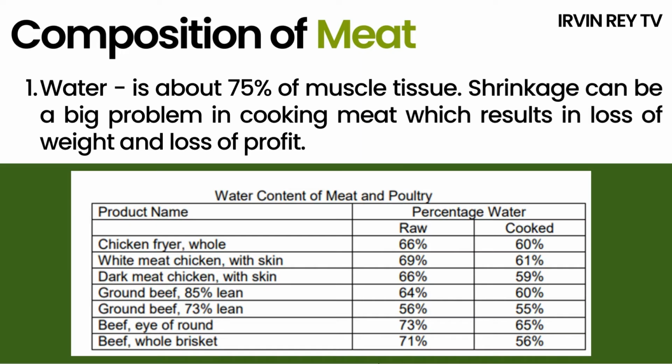1. Water is about 75% of muscle tissue. Shrinkage can be a big problem in cooking meat, which results in loss of weight and loss of profit. Please say below the water content of meat and poultry.